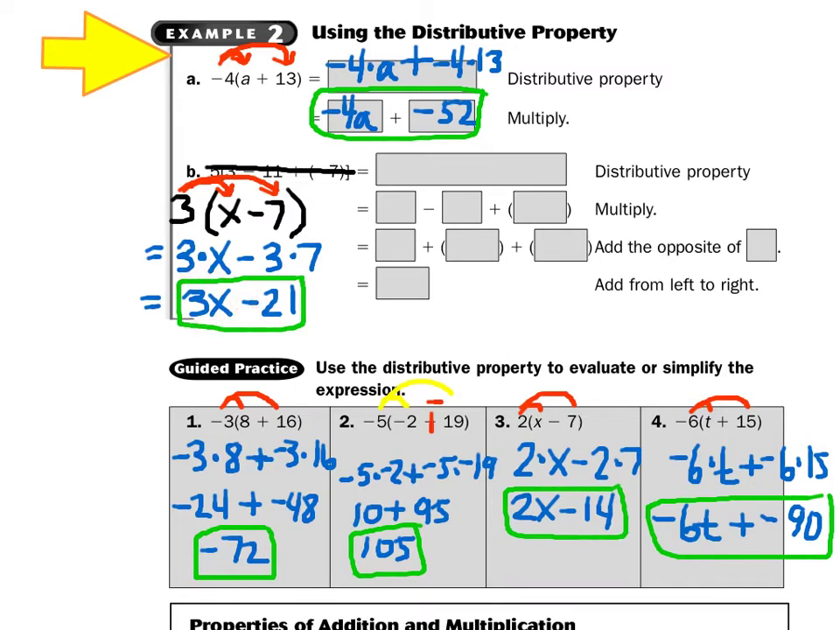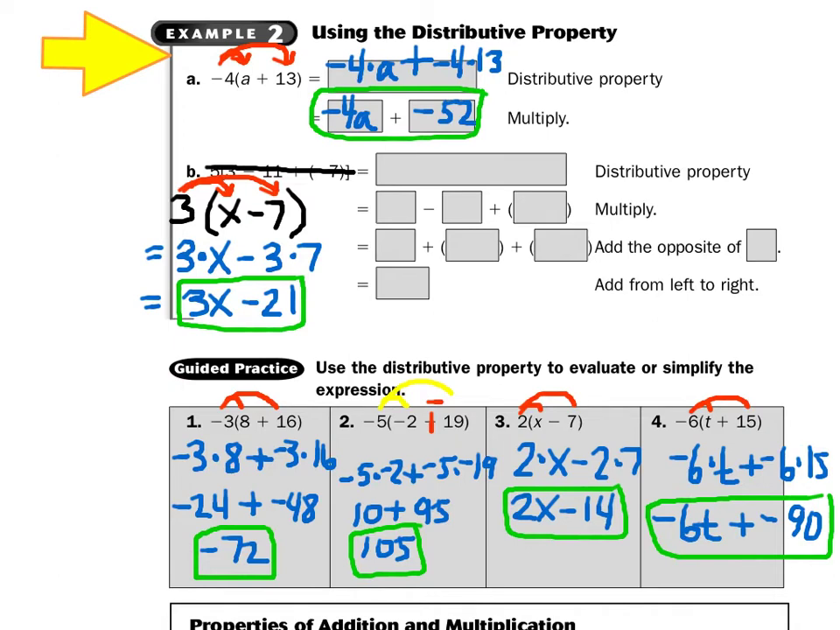Copy that minus sign. And then 3 times 7 gives us 21. Now remember, the 21 does not have an x. So that's as far as we can go. If they don't match, you just box your answer. So it's 3x minus 21. Okay, let's try in the guided practice.